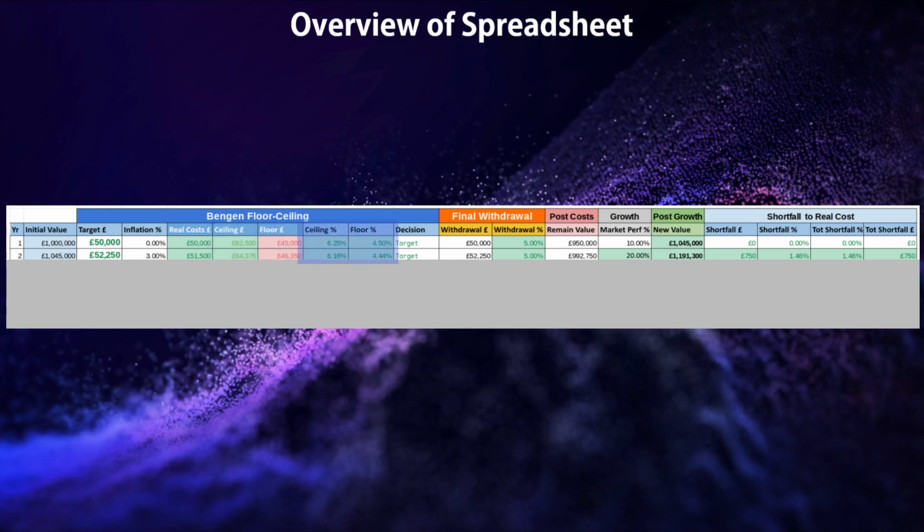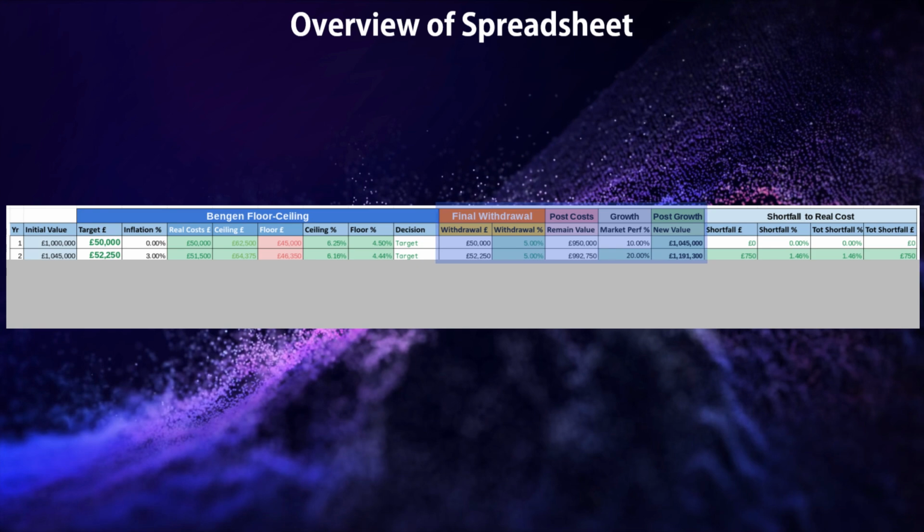I've also included the relative percentages for the floor and ceiling, based on the current portfolio value. If the fixed withdrawal rate of 5% falls within these limits, we use that target amount. The floor and ceiling are hard limits that are applied, if the target withdrawal exceeds or falls below them. For the first 2 years, we'll use the target amount based on the final withdrawal rate of 5%.